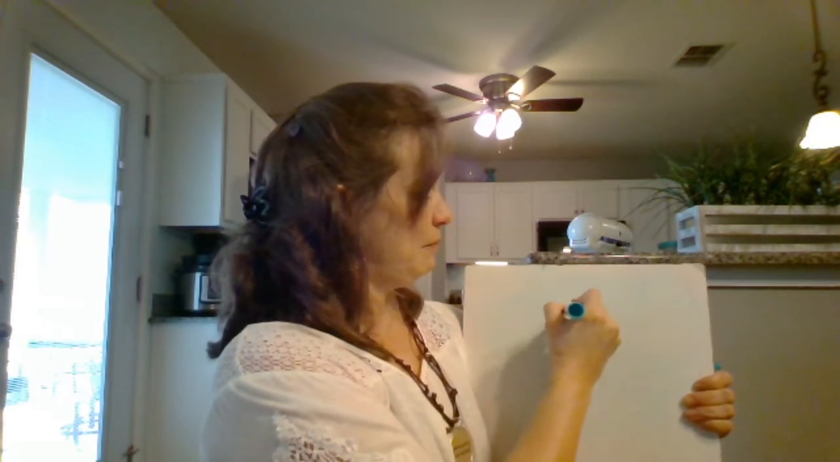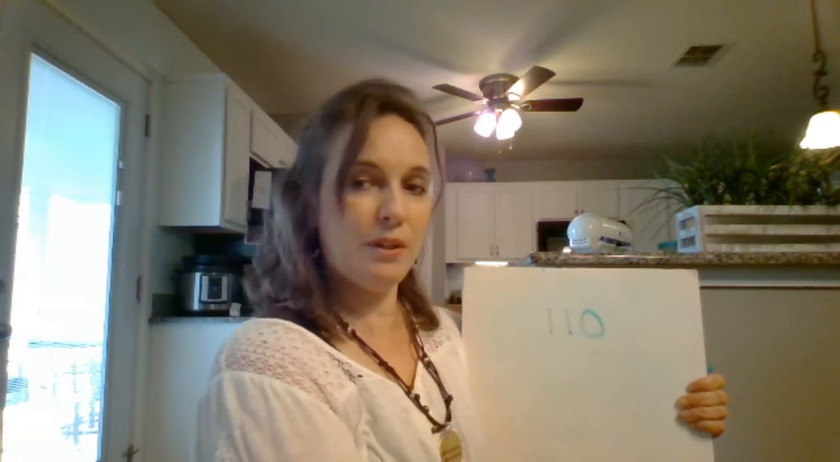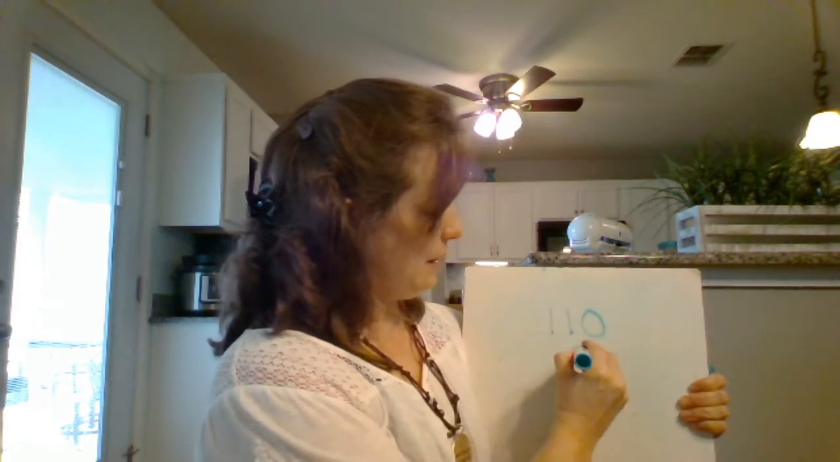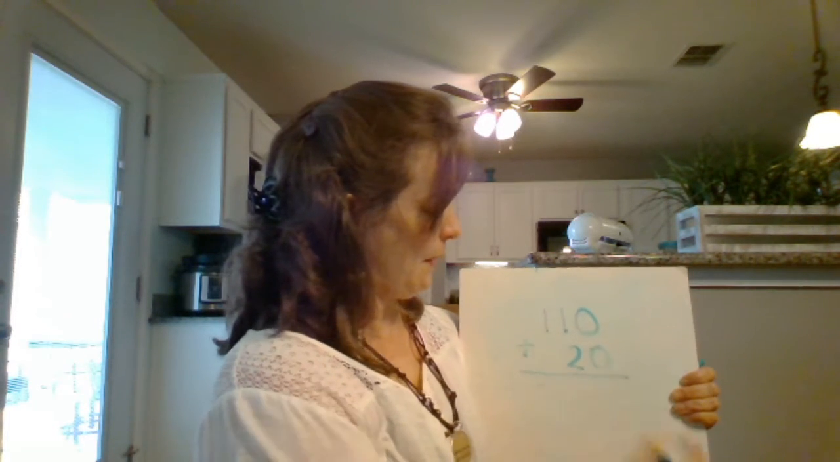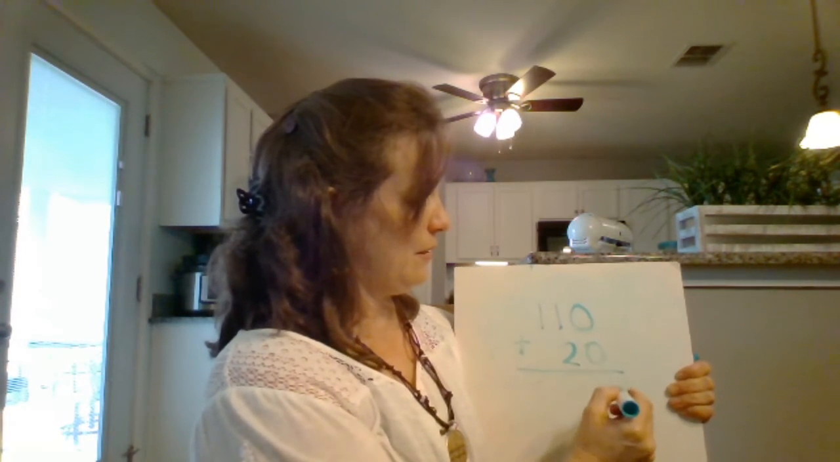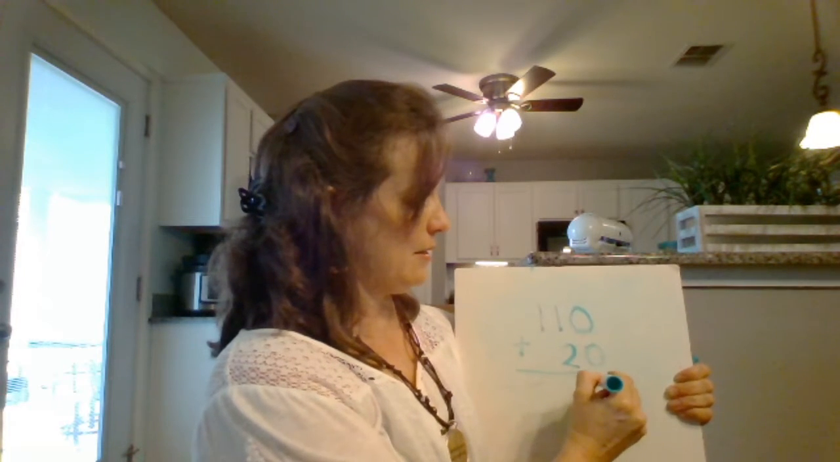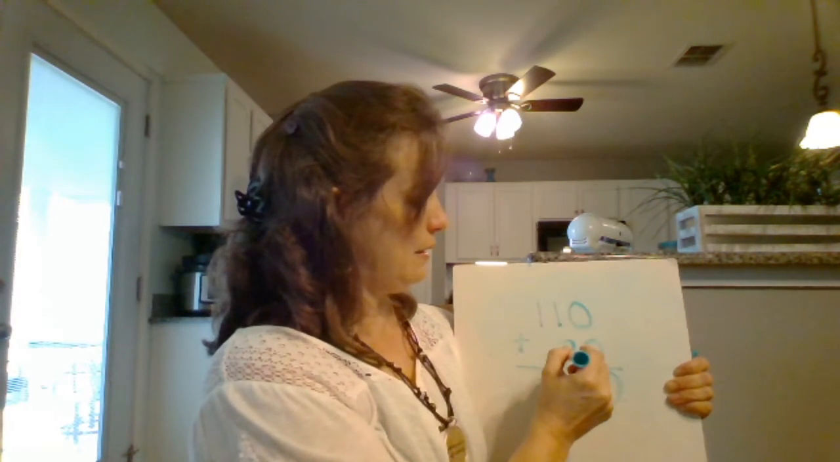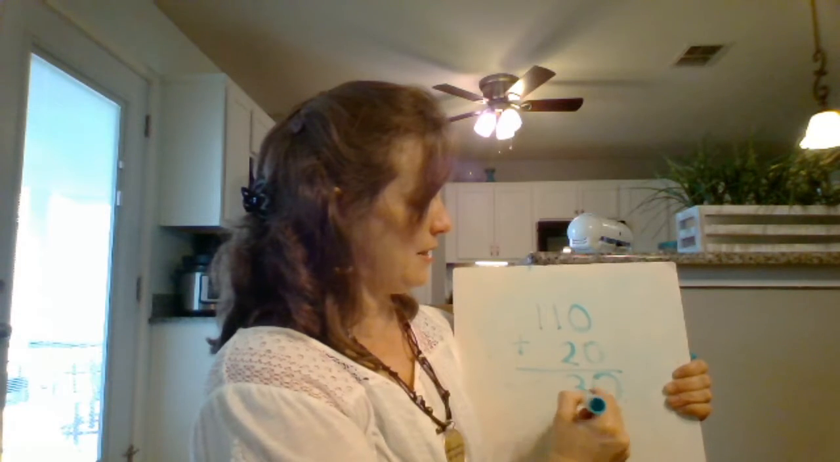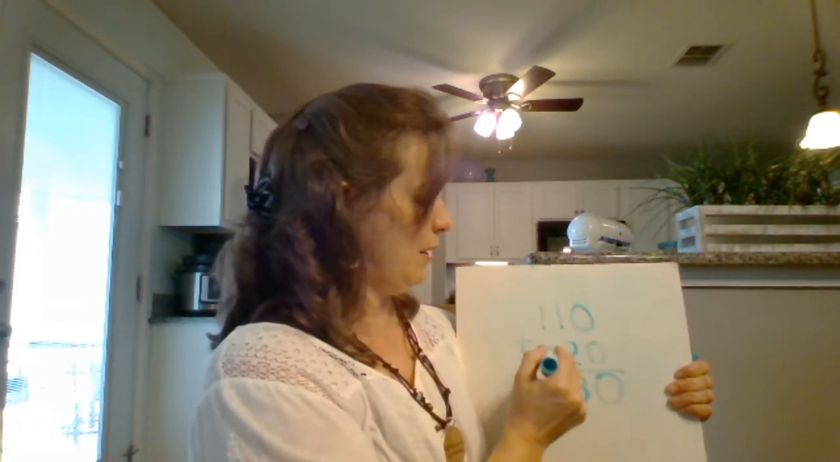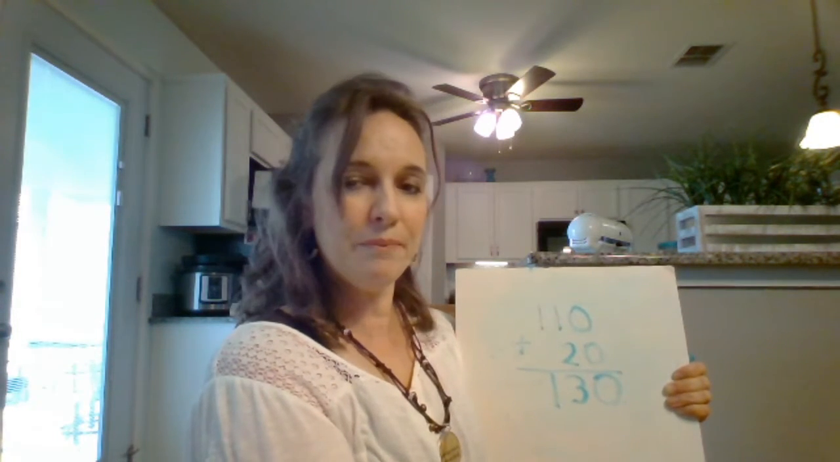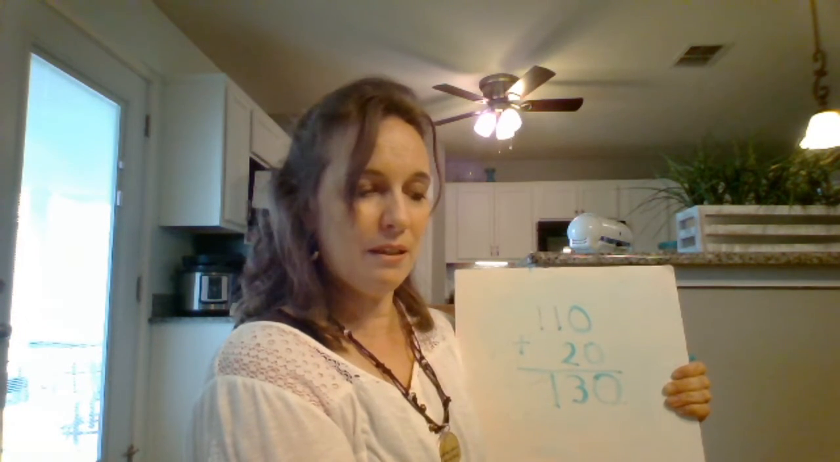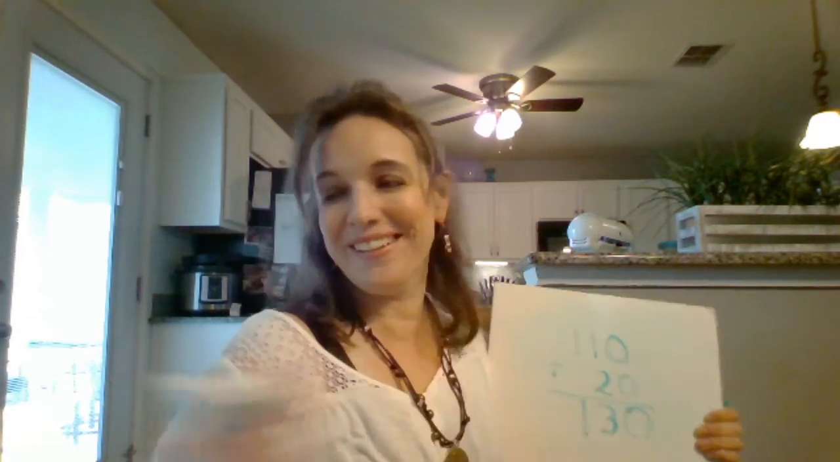We'll do number 4. That's 110 plus 20. Let's add. 0 plus 0 is 0. We started in the ones. 1 ten plus 2 tens is 3 tens. So far we've got 30. 100 plus nothing is still 100. What is the number? Can you say it? 130. Very good.